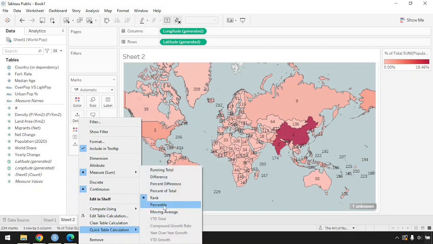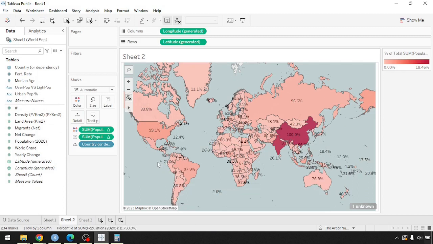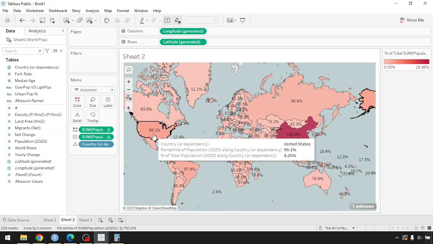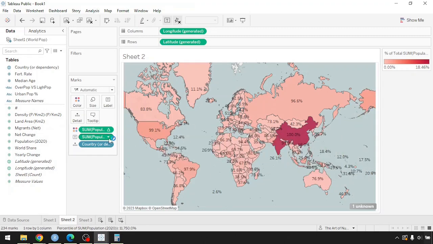The other one is percentile, and percentile is pretty much ranking, but in terms of percentile. Percentile ranking is helpful, especially when you're looking at a distribution of numbers, in this case the population, in terms of where each country falls within the distribution. China falls within the 100% percentile, India falls within the 99.6% percentile, and US falls in the 99.1 percentile of the overall population of the world.